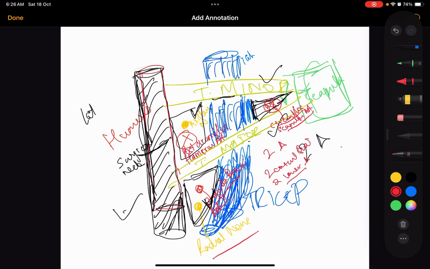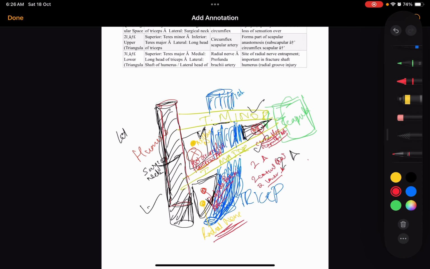The one that runs in close association with the surgical neck in the quadrangular space is the axillary nerve. The one which runs with the axillary nerve is the posterior circumflex humeral artery. That has to be learned. The one that runs in close association with the shaft of the humerus is going to be your radial nerve. The one that runs with the radial nerve is your profunda brachii artery, and because your scapula is here, the circumflex scapular artery is in very close association with the scapula.